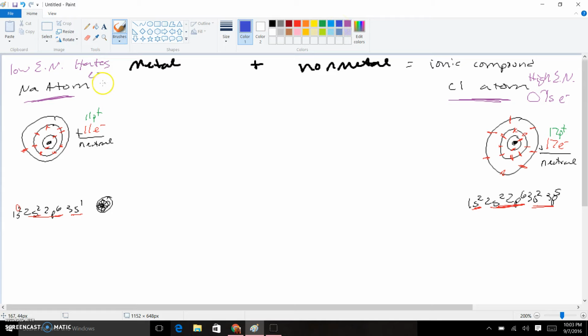We know that sodium has a low electronegativity, which also means it has a really low ionization energy. It's easy to remove an electron. Chlorine, on the other hand, has a really high ionization energy. It's really hard to remove an electron. So between the two, since sodium hates electrons and chlorine loves electrons, they're going to transfer electrons between the two. Here's how it happens.